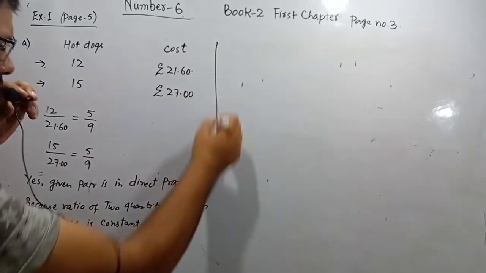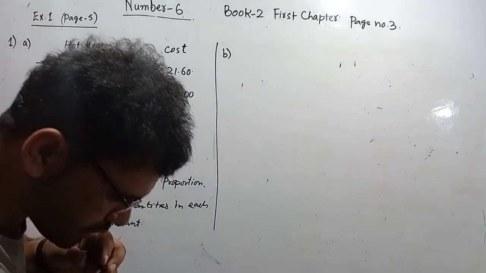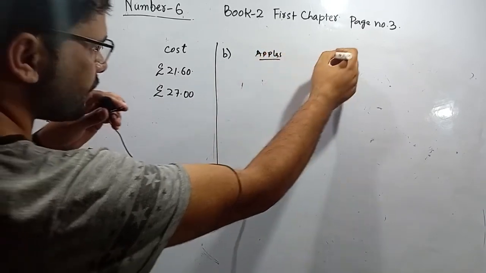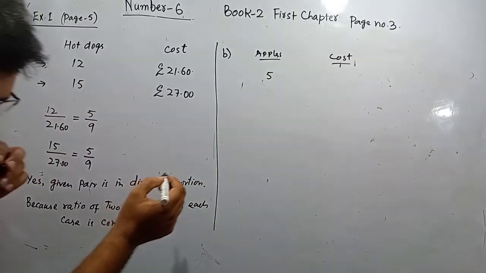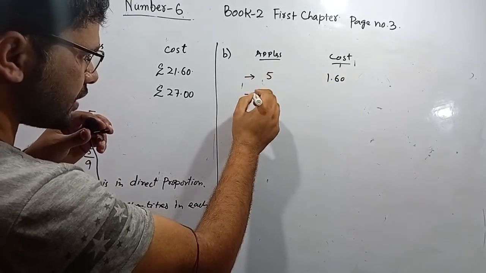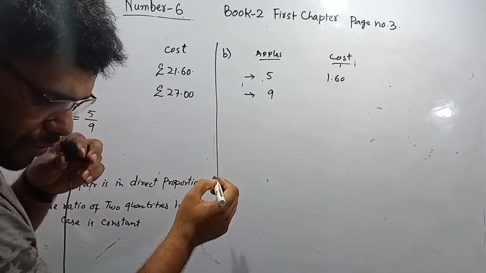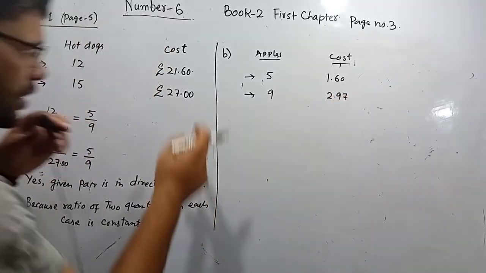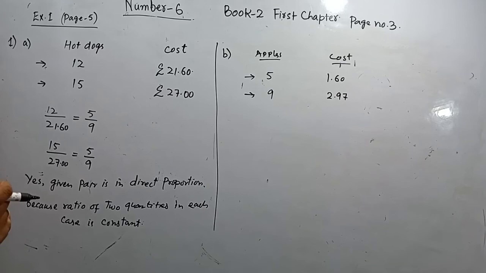Now coming to the second part, the part B. You can see there it's 5 apples cost. One thing is apples and second one is cost. The first case is 5 apples cost for how much? It's pound 1.60. This is the first case. The second case is 9 apples cost for 2.97 pound.